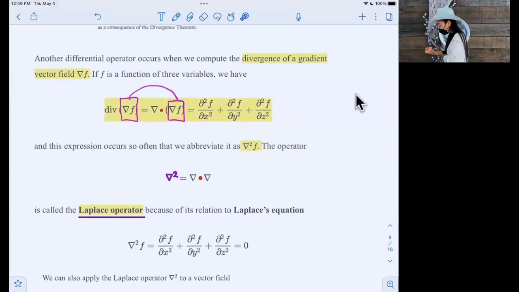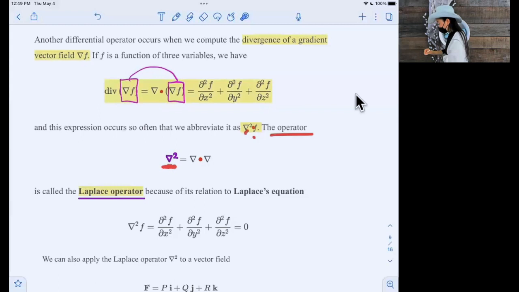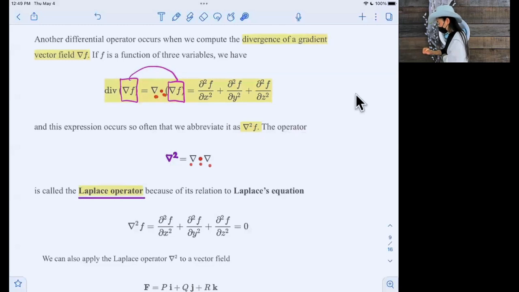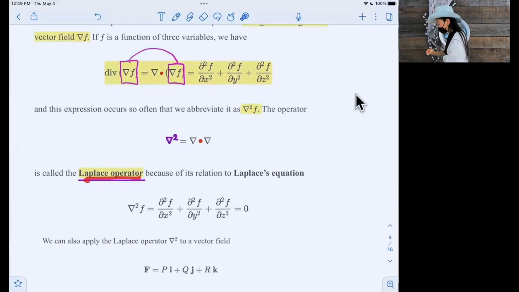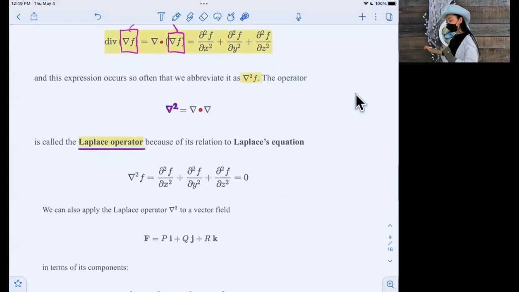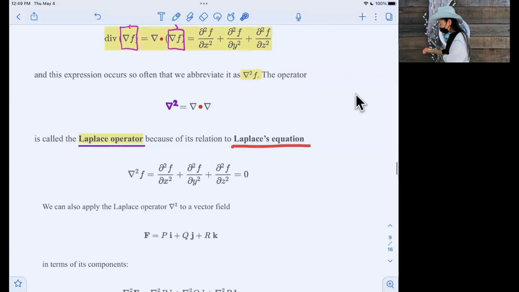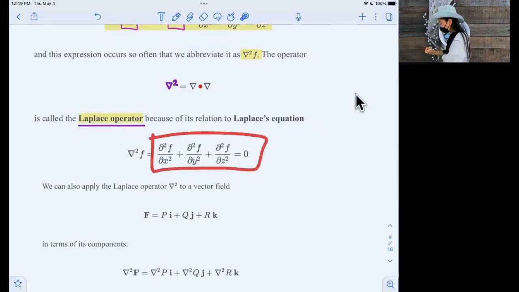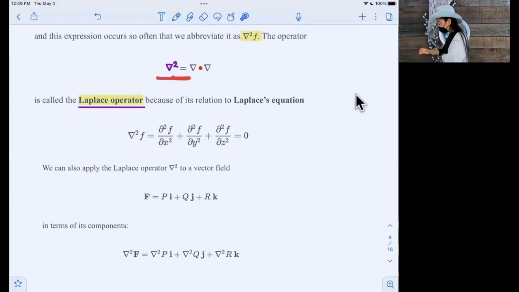This expression occurs so often that we abbreviate it as del squared f. This operator, del squared, is del dotted with del. It's called the Laplace operator because of its relation to the Laplace equation. Many weeks ago we talked about the Laplace equation. It is the sum of the second order partial derivatives, set equal to 0. So that's called the Laplace operator.